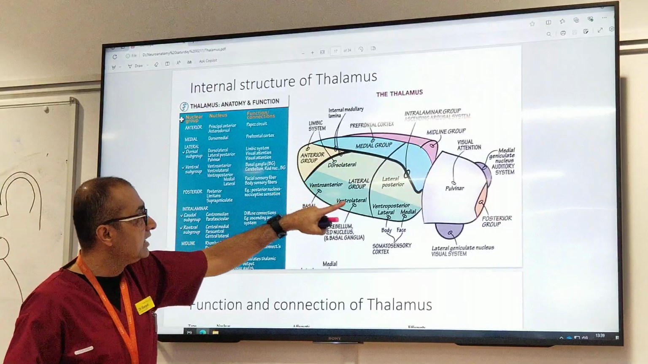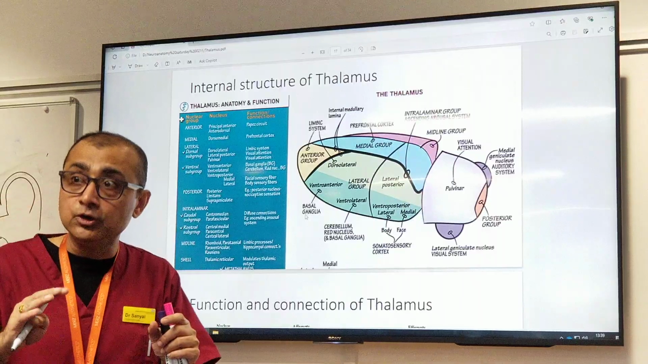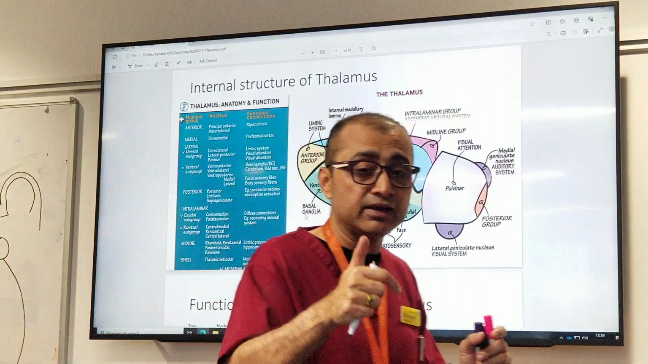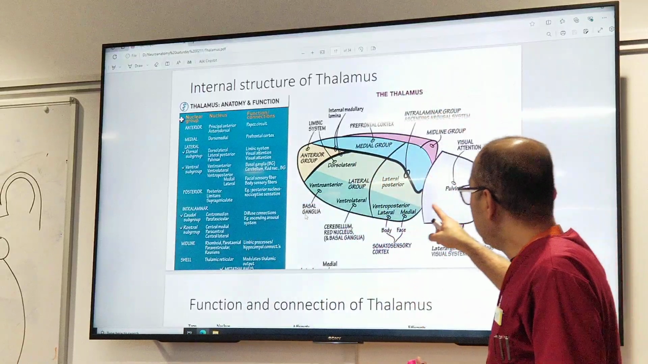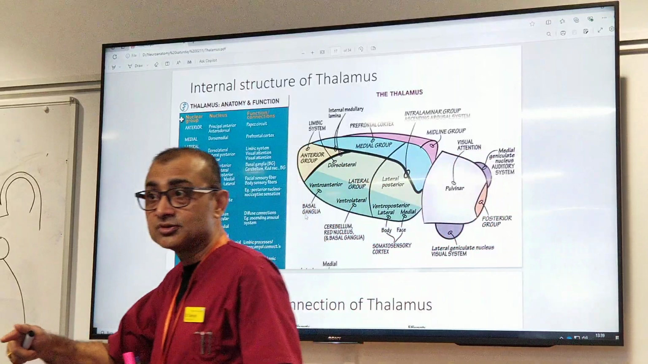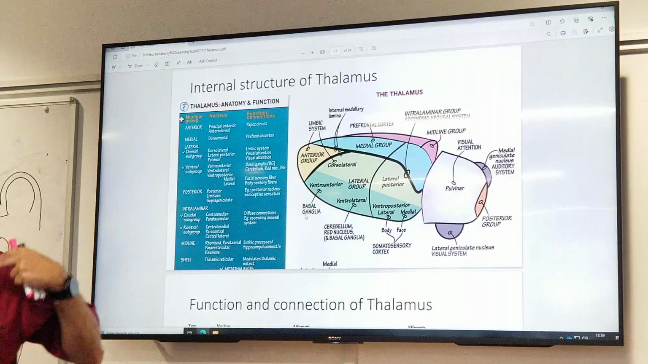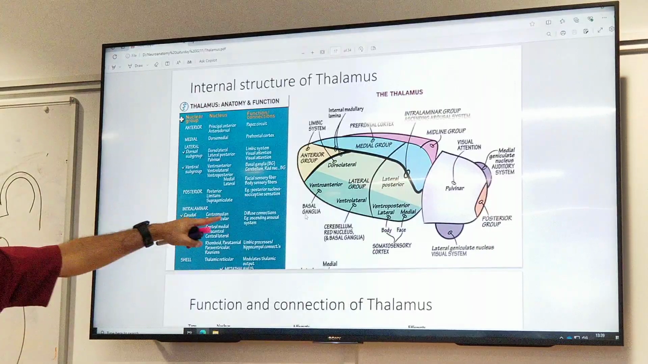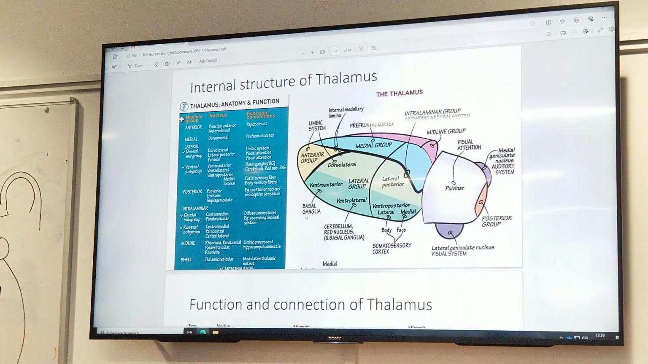Now ventroanterior and ventrolateral is part of the motor modulating loop. So information from basal ganglia and cerebellum will come here. Whereas ventroposterolateral and medial is the sensory part. All the information from the periphery, trunk, upper limb, lower limb is coming to ventroposterolateral, and ventroposteromedial is information from the face and the taste sensation.